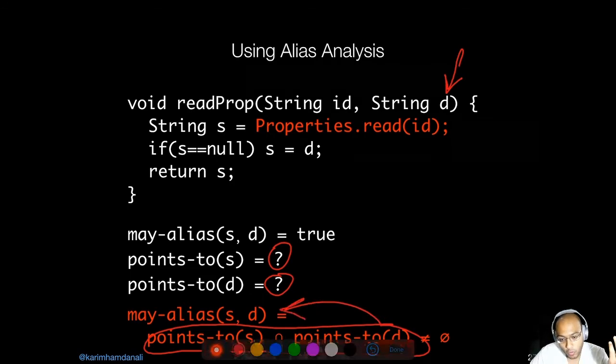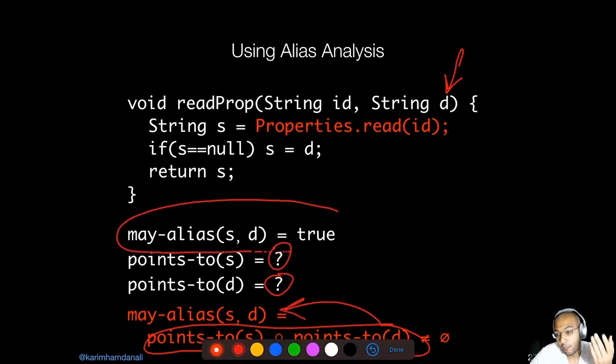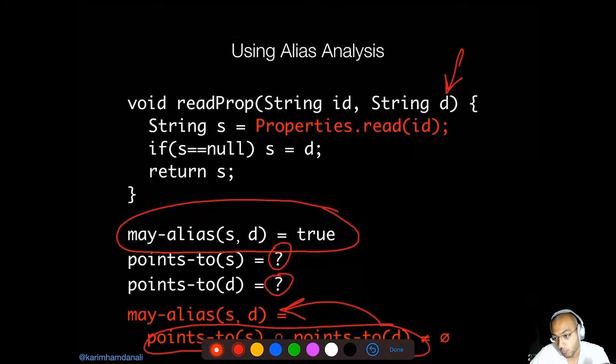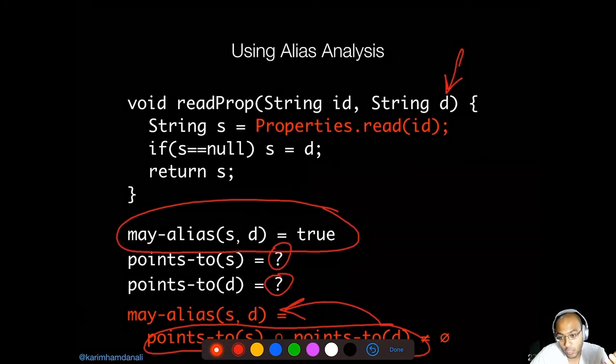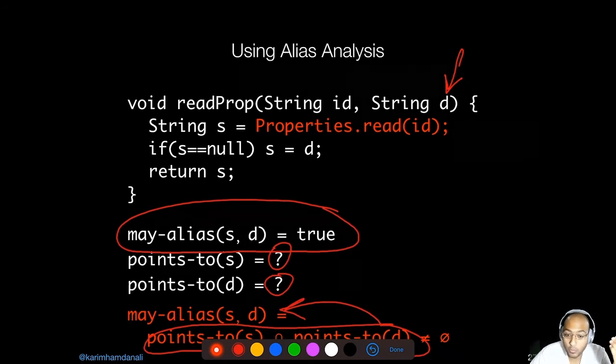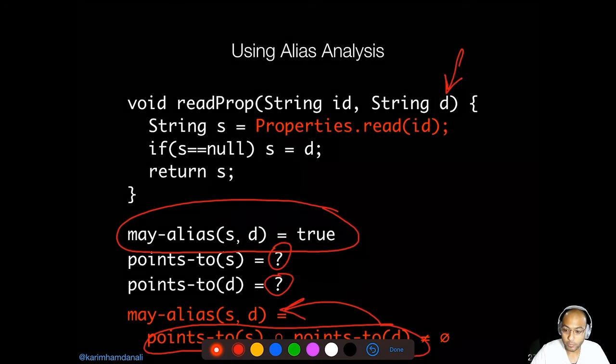So moral of the story is, if you have points to information, you can go from points to information to may alias information. If you cannot have points to information, you should not give up. You can still figure out the alias relationship without knowing the points to sets. So far, so good? Is that clear to everyone?